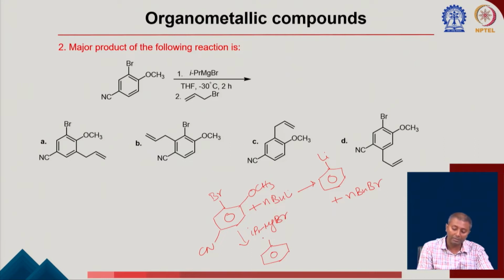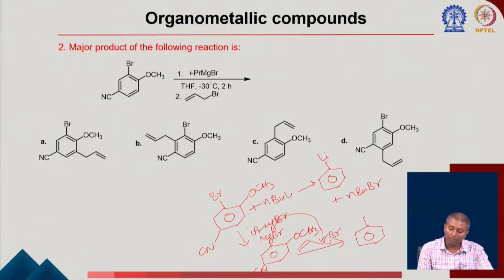Around that temperature this reaction happens. It can allow you to generate the corresponding Grignard reagent here, keeping this cyanide and other functional groups intact. Okay. And now once you treat with the corresponding electrophile, this is allyl bromide, then this Grignard can attack here to get rid of the corresponding bromide, and you will be able to introduce the corresponding allyl group.